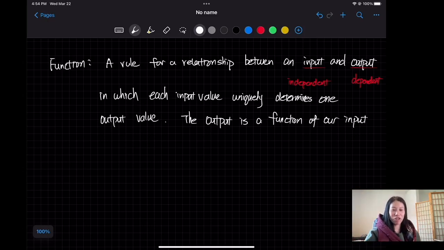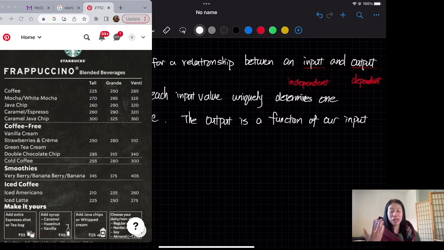This is mathematics, not human language. Here's an example. You've seen a menu from Starbucks. So what will be the input? The input is you're trying to order some coffee, such as a mocha, and you tell the cashier, I want a grande mocha, and they will charge you $2.95. If you tell them, I want a caramel espresso, a venti one, they will charge you $3.20. So here the input is the name of the item, including the size, and the output is the price. So we say the price is a function of the item.